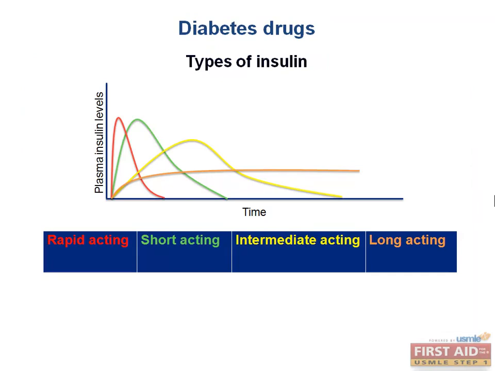Let's start by reviewing the different types of injectable insulin patients may use. As you can see from the graph and the table on this slide, there are 4 categories of insulin which are organized by onset and duration of action. Do you remember which 3 rapid-acting insulin formulations are available? Lispro, Aspart, and Glulisine.